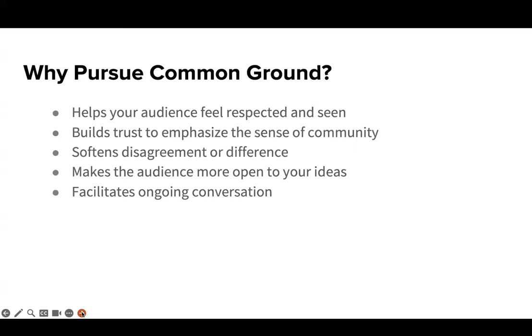Common ground as a rhetorical tool softens disagreement, and disagreeing on something or agreeing on anything is a start. It elevates what is common and what is necessary while diminishing points of disagreement or difference. Putting things that can be worked out on back burners gives space for putting what's important front and center. Next, using common ground as a rhetorical tool makes the audience more open to your ideas.